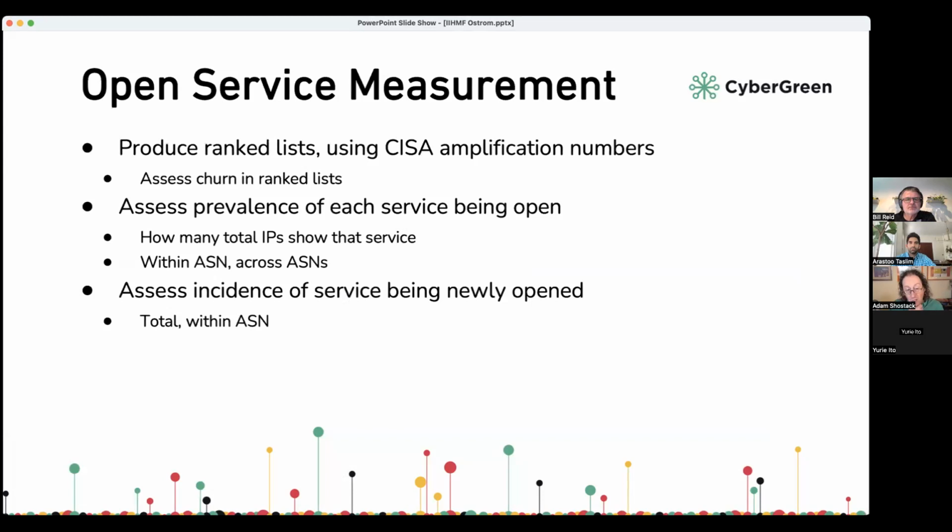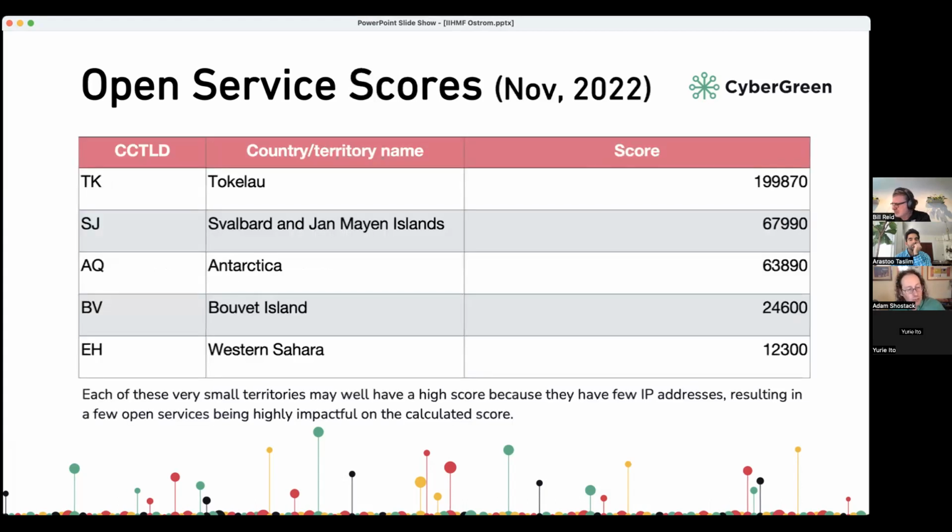so we can look at this and we can measure prevalence, right? So how many IPs are showing an open service in a given region, in a given ASN, in a given country. And we can also assess the incidence of services being open. We can say, this is what's new in this time period. And so we are demonstrating how we adapt methods used in public health and bring those to this internet measurement framework.